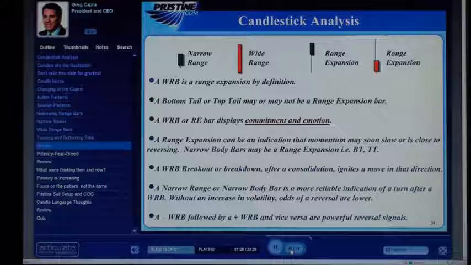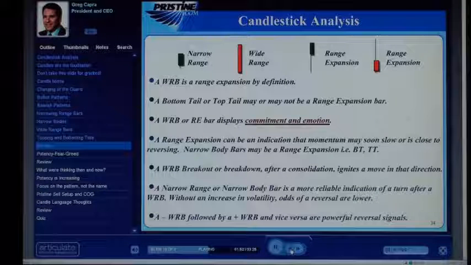A wide range bar breakout or breakdown after consolidation ignites a move in that direction. This is exactly what we want to see if we're trading a breakout. If we buy a breakout above a consolidation, ideally, the bar that would form, once it's completed, would be a bullish wide range bar. That would be a clear message that prices should go higher.